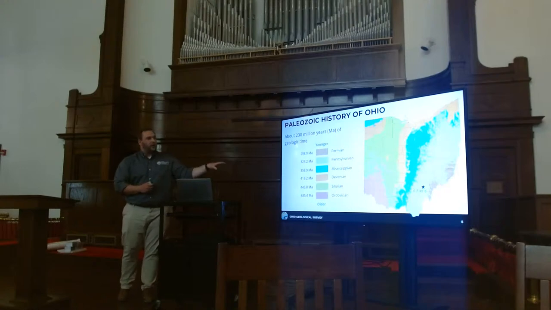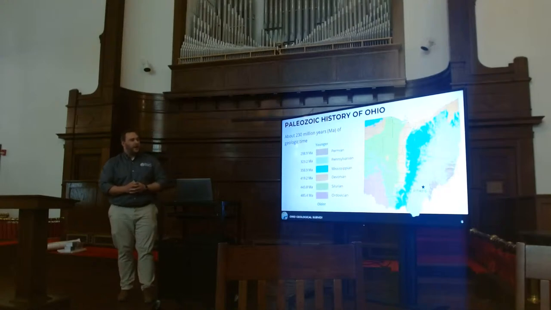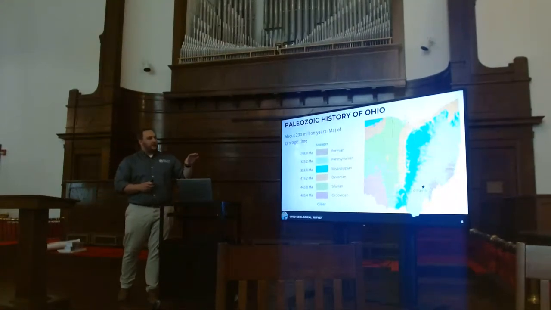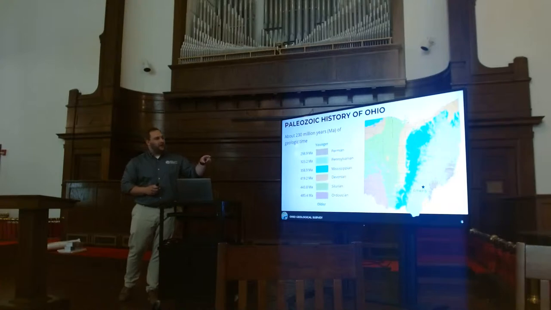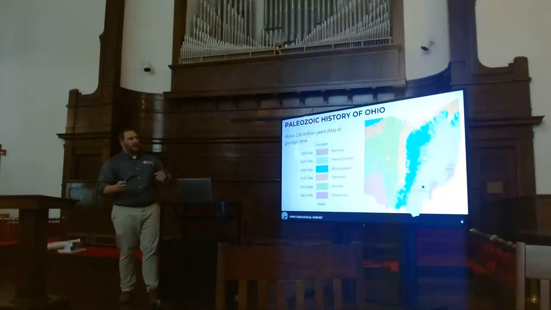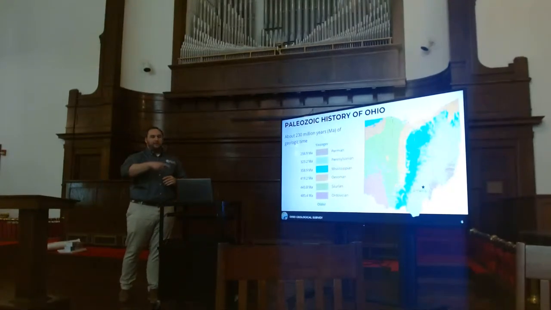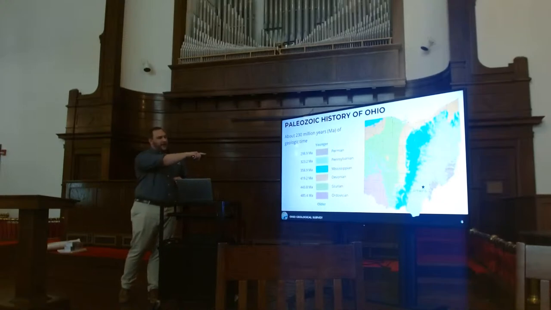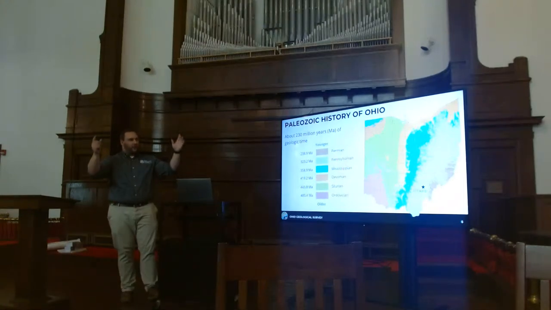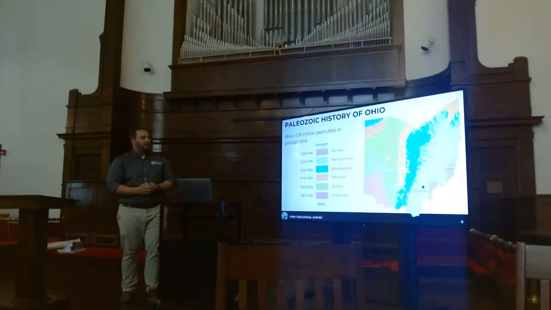You can see these color codes to the map on the rocks there. And one thing that's interesting to note is that if you were to put in Pennsylvania, West Virginia, and Kentucky into this map and look a little bit more regionally, you'll see that these rocks make a big bullseye pattern. And these rocks that we find in Ohio, of Pennsylvanian age, wrap around these other states to kind of form, like I said, a bullseye.